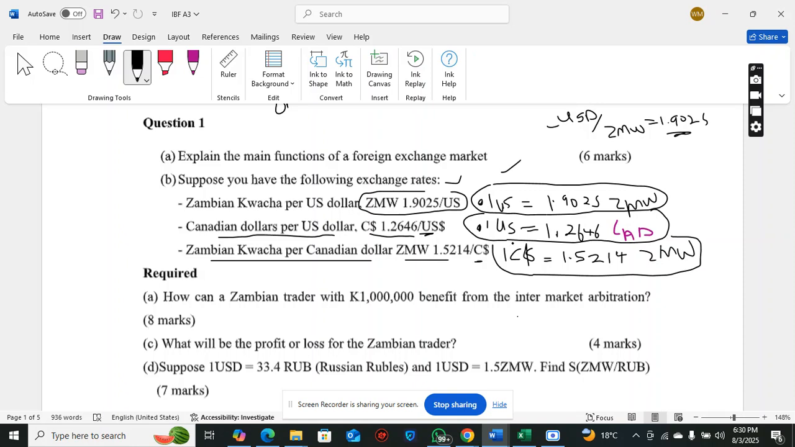Okay, so now they said, how can a Zambian trader with 1 million kwacha benefit from the intermarket arbitrage? Colleagues, what does the term arbitrage mean? Madam Helen, what is arbitrage?